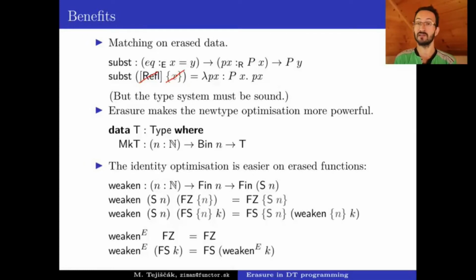Erasure also helps the new type optimization, makes it more broadly applicable, and in combination with it, it can collapse large, richly indexed structures into just the bare bones representation, the meat of the structure. Finally, the identity optimization gets more powerful with erasure because it's much easier to spot that something is an identity after it's been erased. So weaken E is more obviously an identity than weaken.